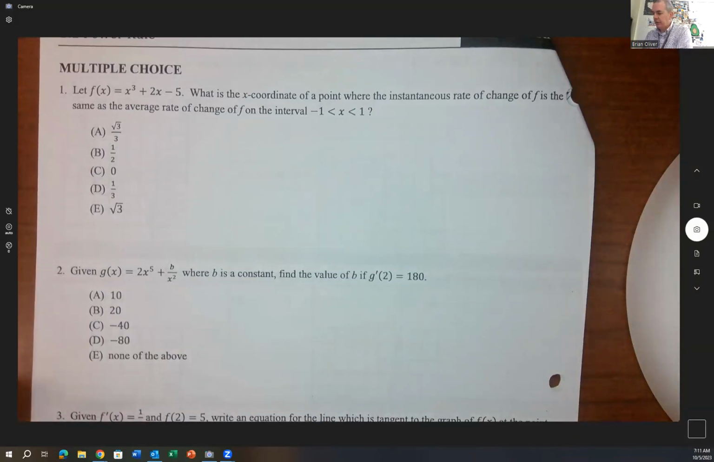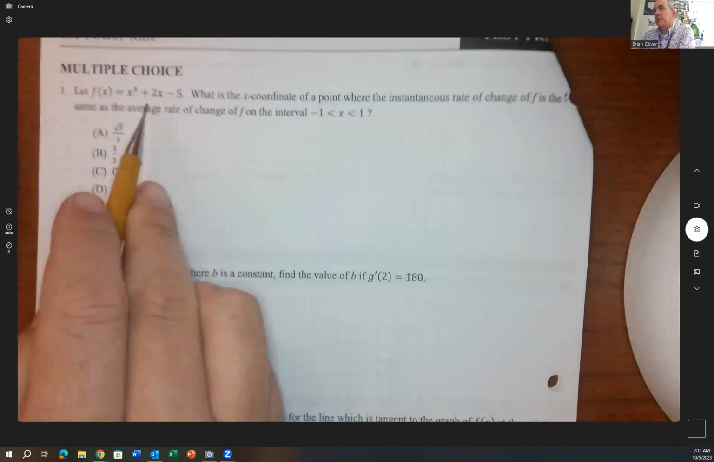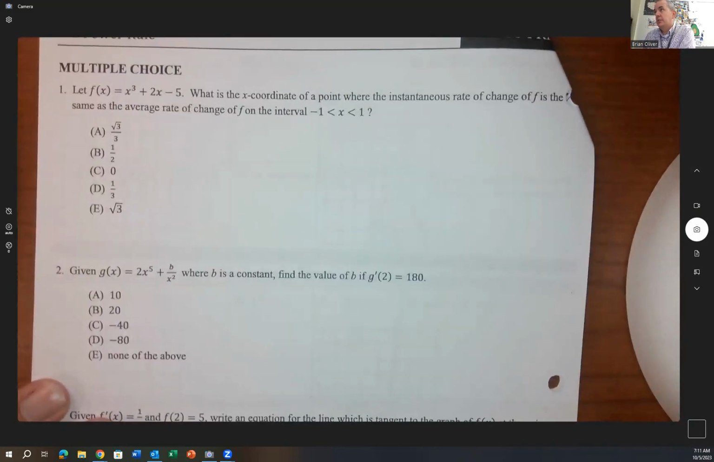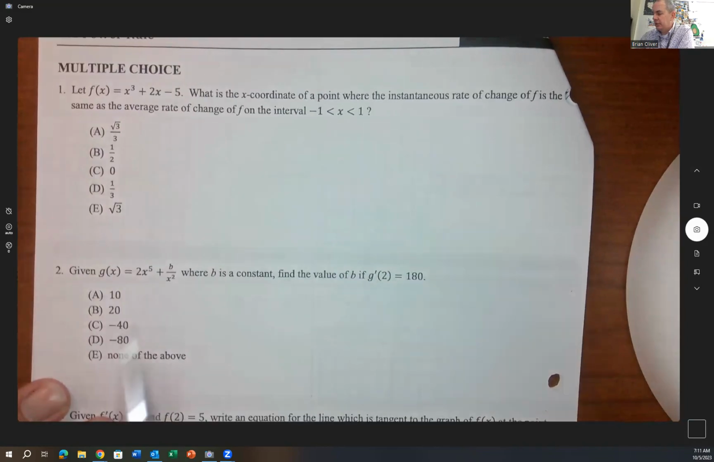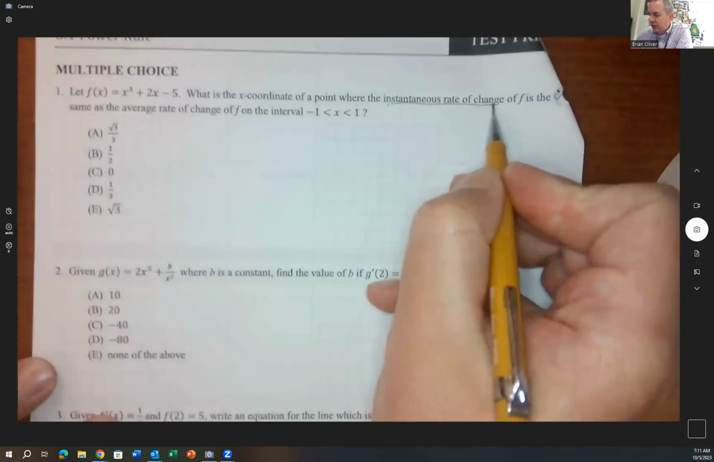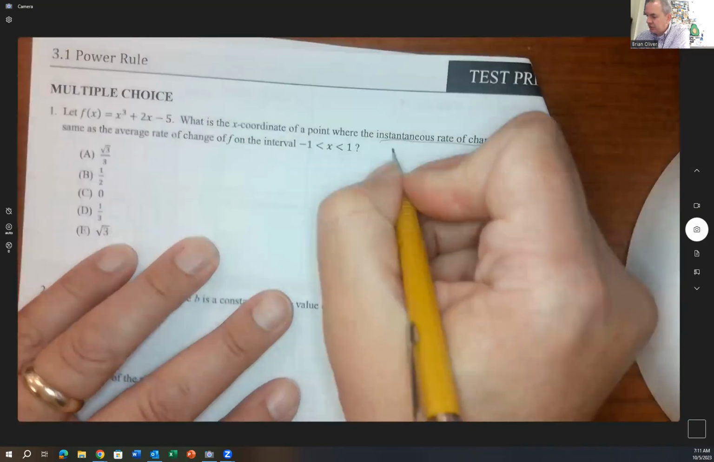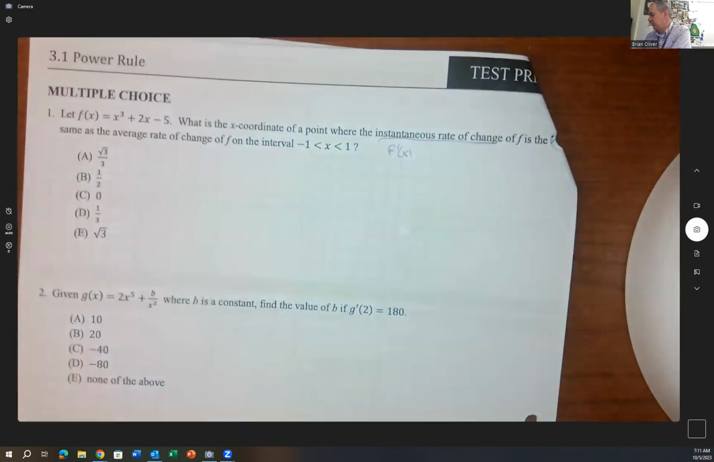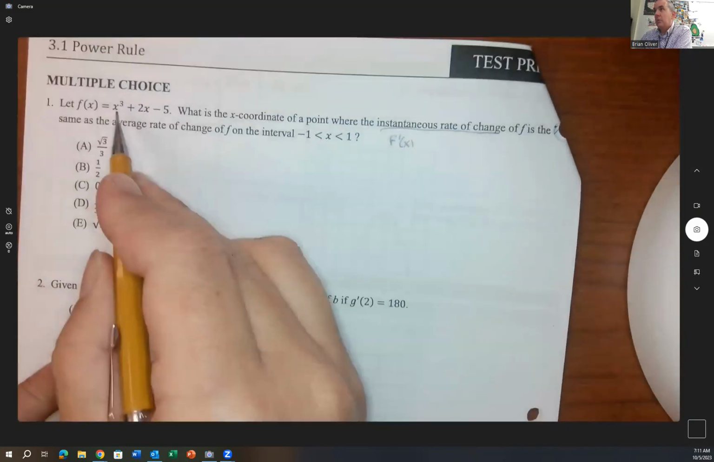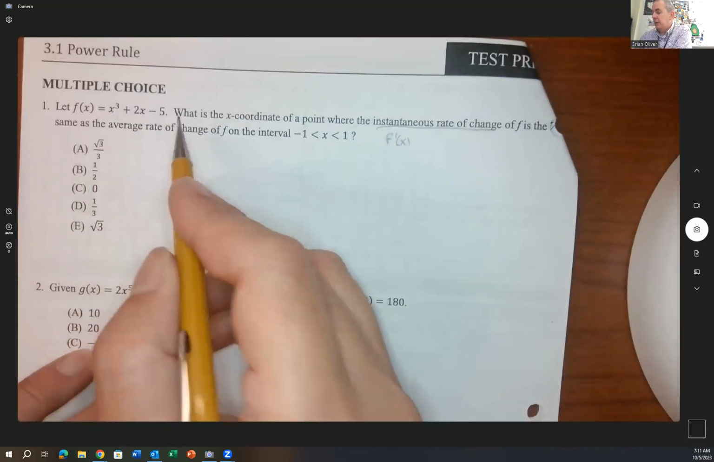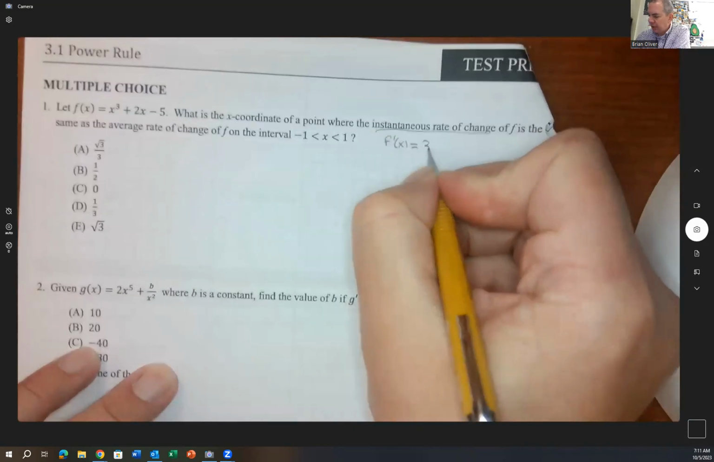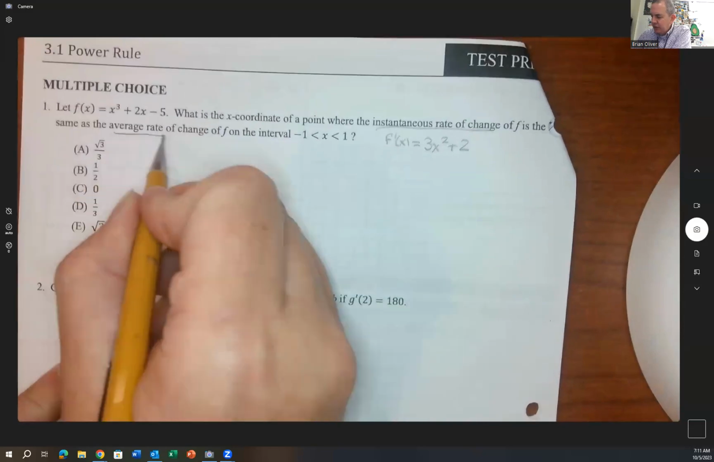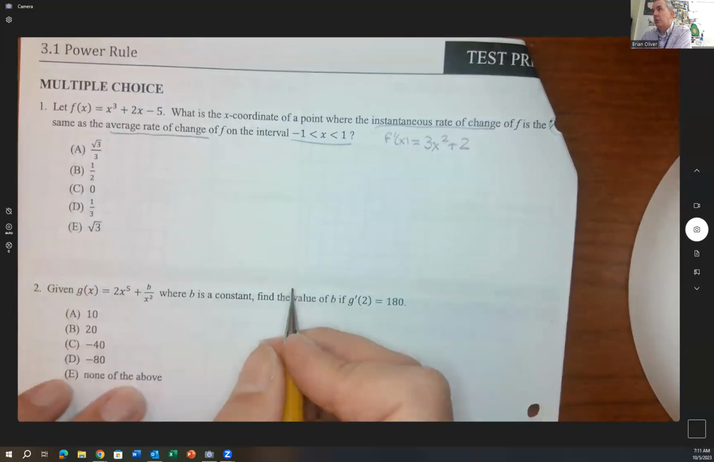So here's the first one. It says, let f of x equal x cubed plus 2x minus 5. What is the x coordinate of a point where the instantaneous rate of change of f is the same as the average rate of change? Okay, so when you see instantaneous rate of change, it means take the derivative. So I'm going to do f prime of x. If you look at our function, using the power rule, the derivative is 3x squared plus 2. And then it says the average rate of change over the interval -1 to 1.